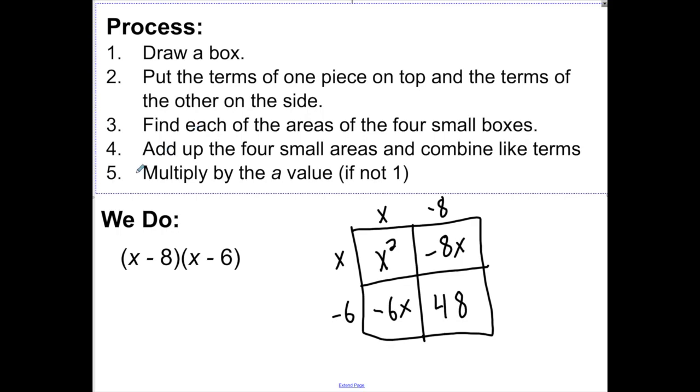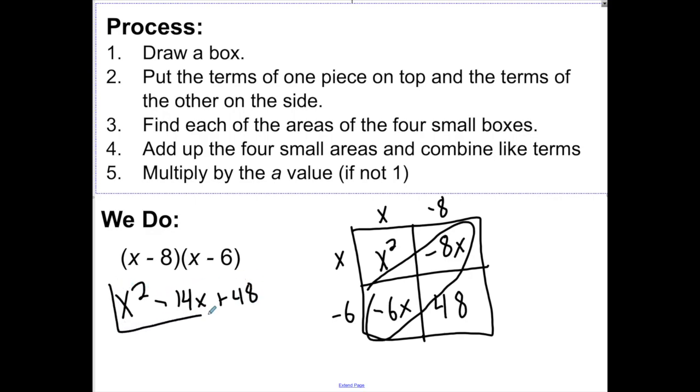We're going to add up all the stuff in the box. So I've got x squared. And notice I've got my like terms. So these like terms combine to -14x, and then we have our plus 48.